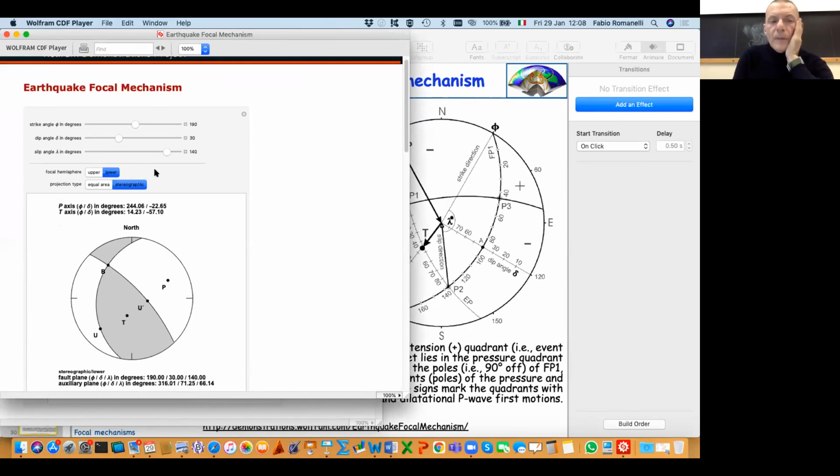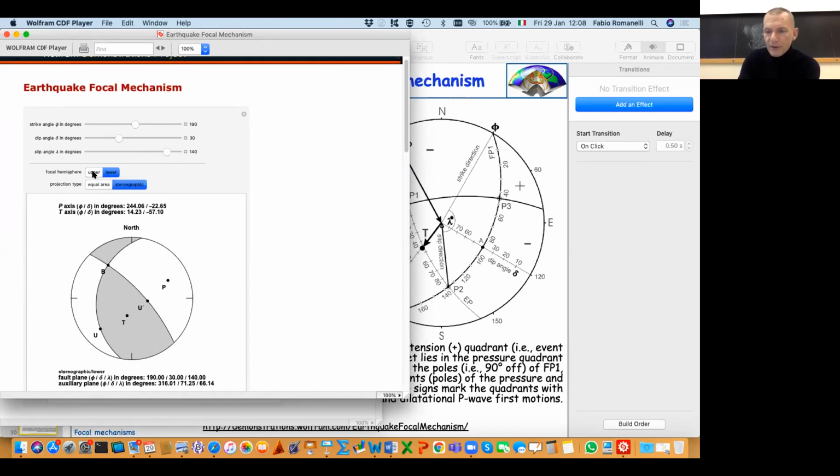Look, this is another applet that can be played in Mathematica. It's allowing us to make some exercises. For example, you can decide to use not the stereographic, that is the classical one, but you can decide to use this. The message is not changing.